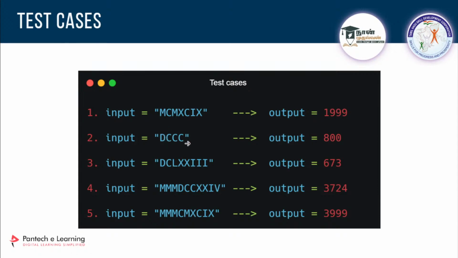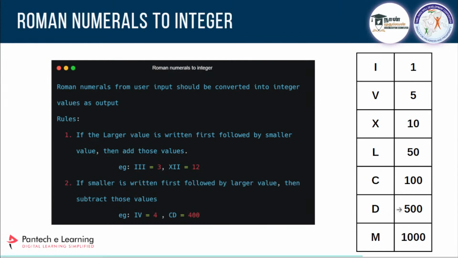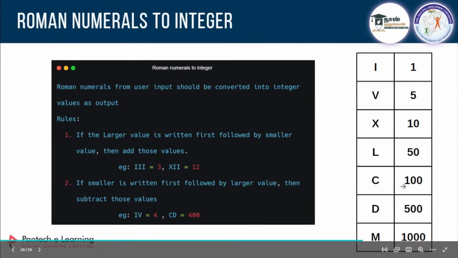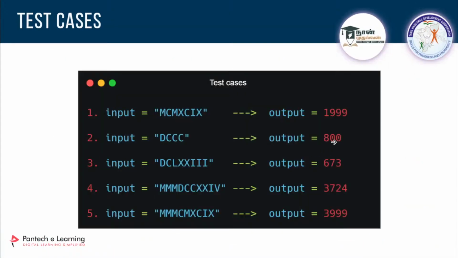Okay, DCCC. What is D? So this is 500, CCC is 100, right? So D is the largest value and C is a smaller one. So it is like 500 plus 100 plus 100 plus 100. So the output will be 800.